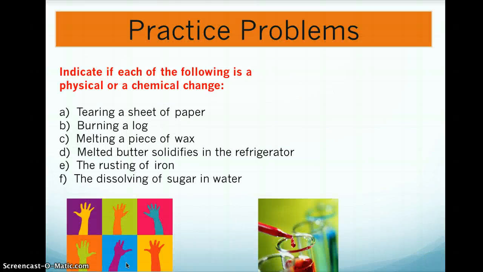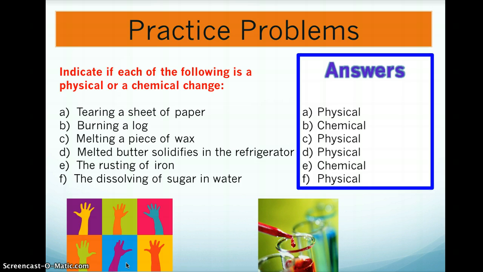And that leads us, well, let's do some practice problems before we do anything else, just to make sure that we know what we're doing. So here we are: indicate if each of the following is a physical or chemical change. Take a second and then come on back and take a look at the answers.